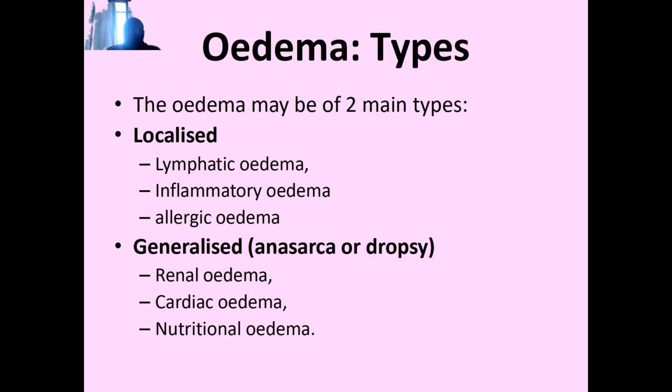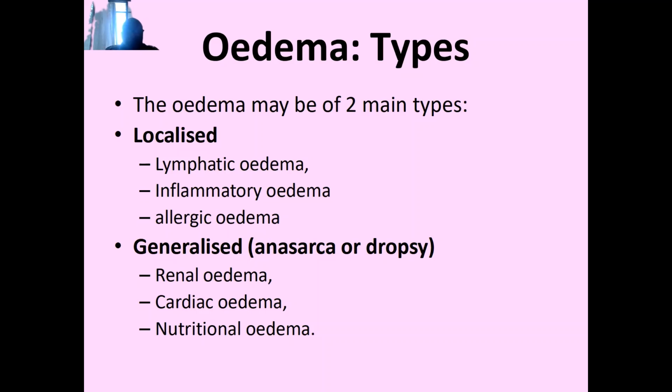Now, let us see types of edema. Edema can be of two types. It can be either localized or generalized. So what are examples of localized edema? Lymphatic edema, if there is a pathology in the lymphatic drainage system in the body, or inflammatory processes which can cause edema locally, or allergic edema.